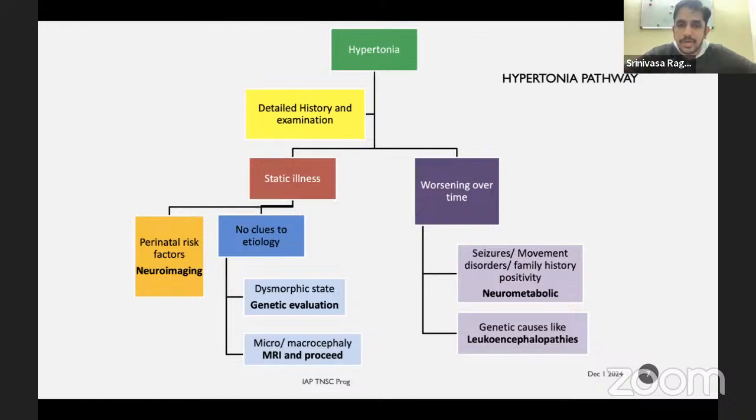We take the hypertonia pathway. You do a detailed history and examination. If it is a static illness and if the child has perinatal risk factors, likely this child has cerebral palsy. Where possible, a confirmatory neuroimaging can be done. Otherwise, CP is a clinical diagnosis.